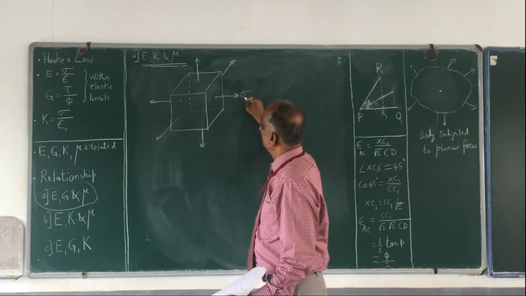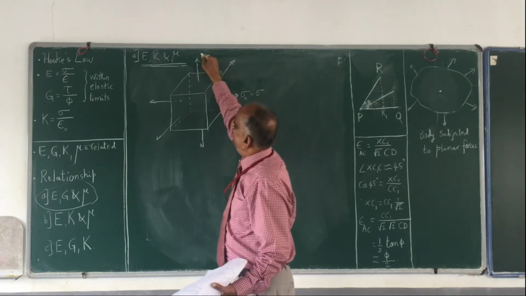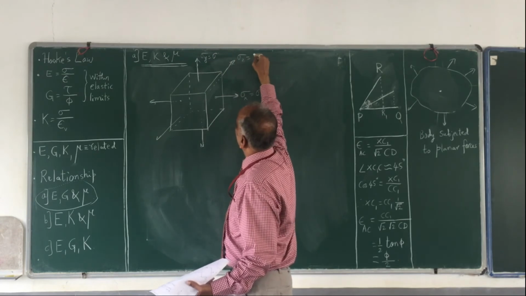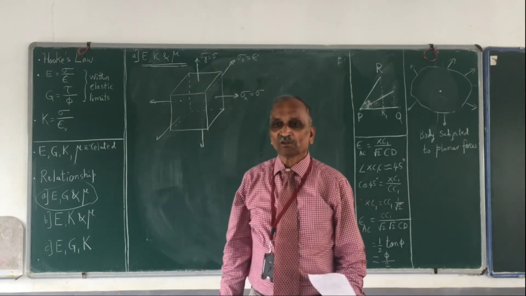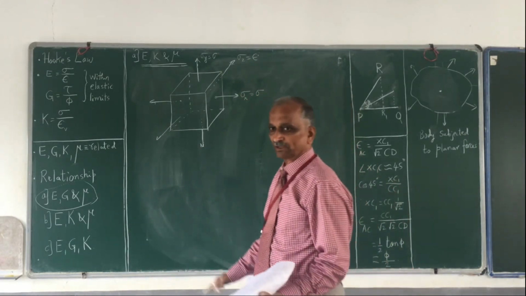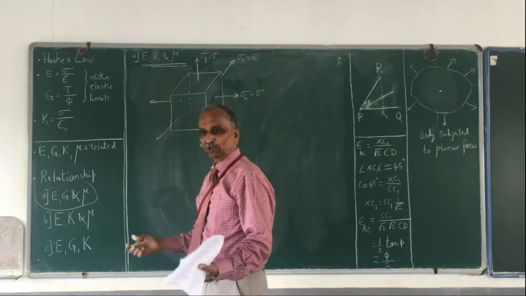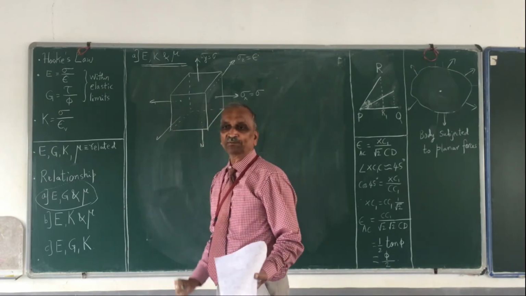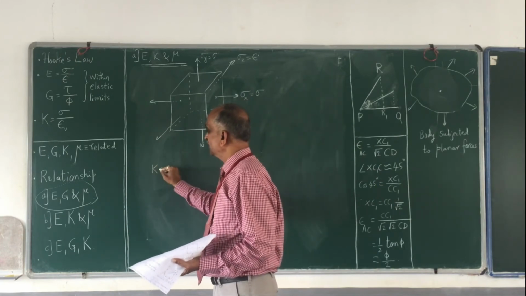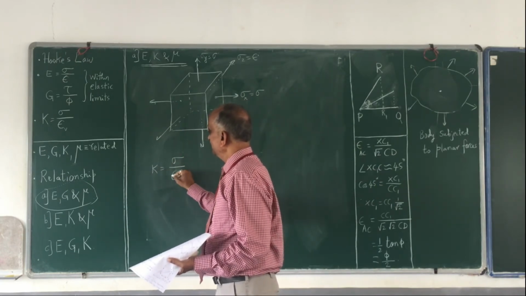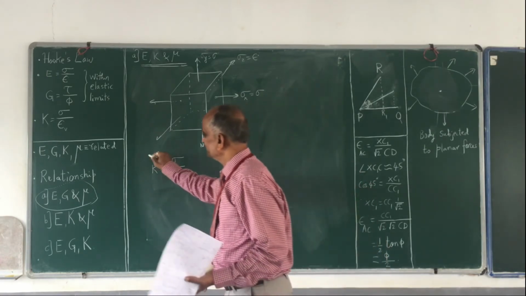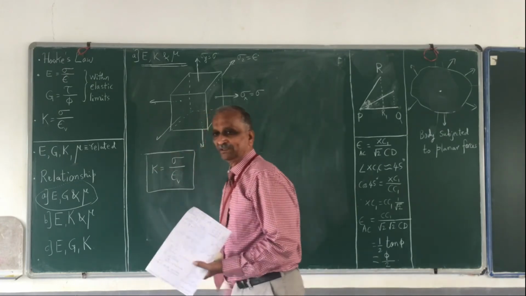Sigma x is equal to sigma, sigma y is equal to sigma, and sigma z is also equal to sigma. On all the faces, I apply the same amount of stress. Why do I do it? I want to find out the bulk modulus of this material. Then K is equal to sigma divided by epsilon V. That's all. Now I want to apply this definition.